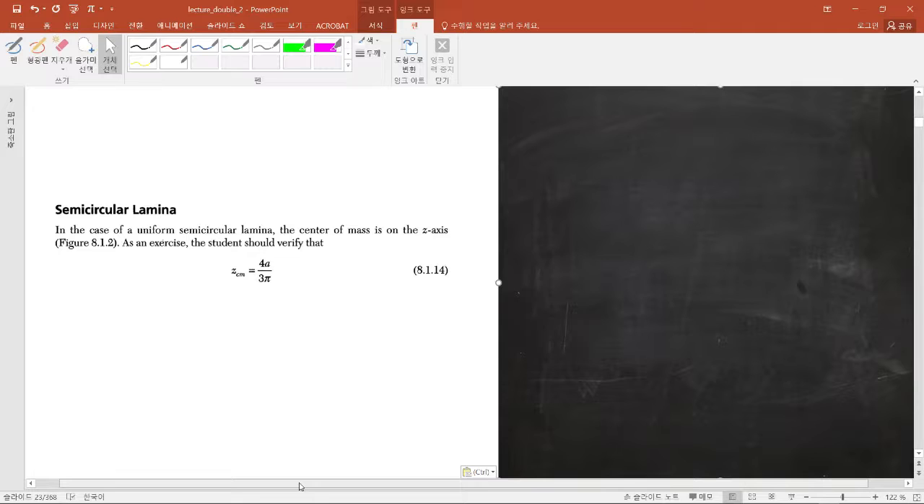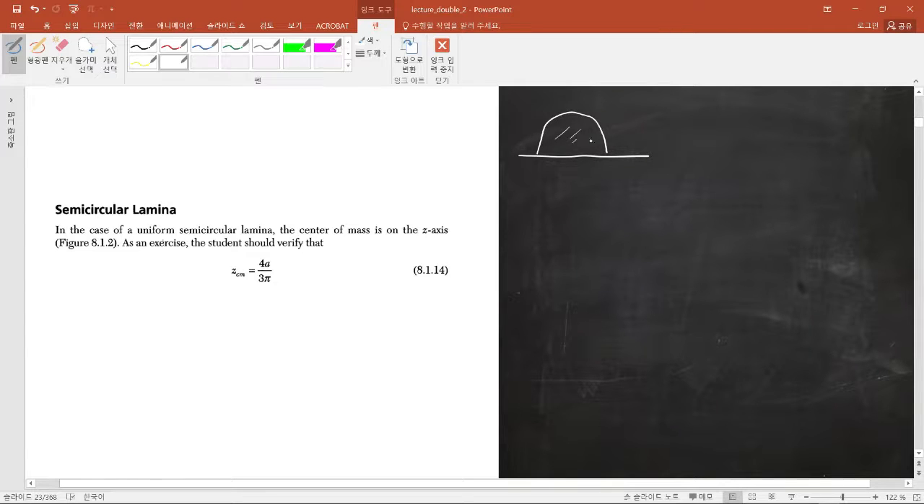The next example is the semicircular lamina. So I may repeat an exercise, but since we have begun this, let's just calculate. So what is it? It is a semicircle, but now it is full. Okay, so it is planar motion, so planar distribution. Here, by symmetry, the center of mass is somewhere here. Okay, so let's do the calculation.